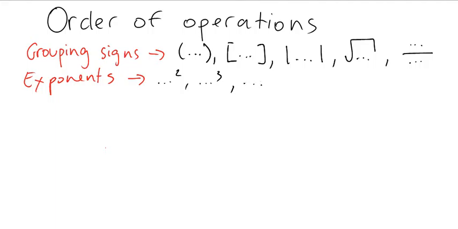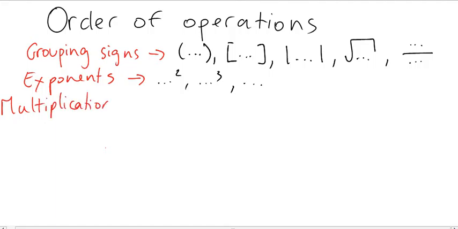And then you get multiplication and division. Those are equally prioritative, if that's a word. Multiplication and division. And if ever you have just those, you just solve it from left to right.